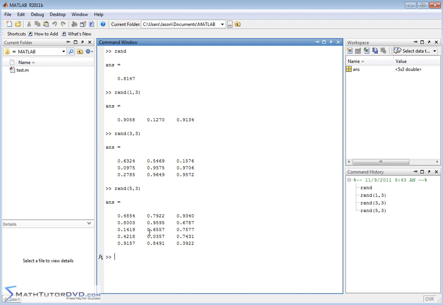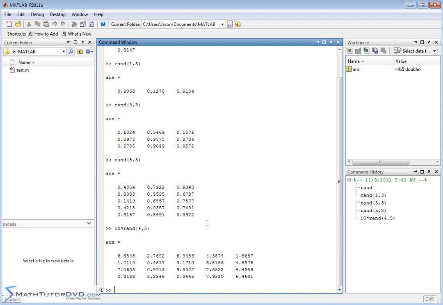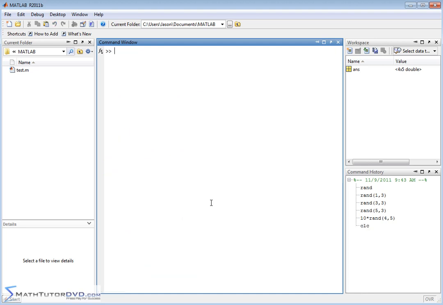Now everything in here will be between 0 and 1, so for whatever reason, if you needed random numbers between 1 and 10, then you would just do 10 times rand, 4, 5. And then you'll have random numbers between 0 and 10 because you're just scaling the random number generator, multiplied by 10 and so on. So that's useful for you to know. It's not something you use all the time, but occasionally you'll need to initialize a calculation with random data just depending on what you're trying to do.